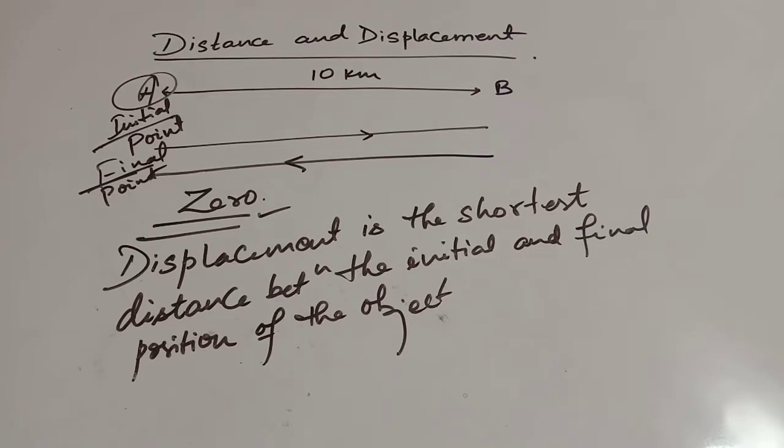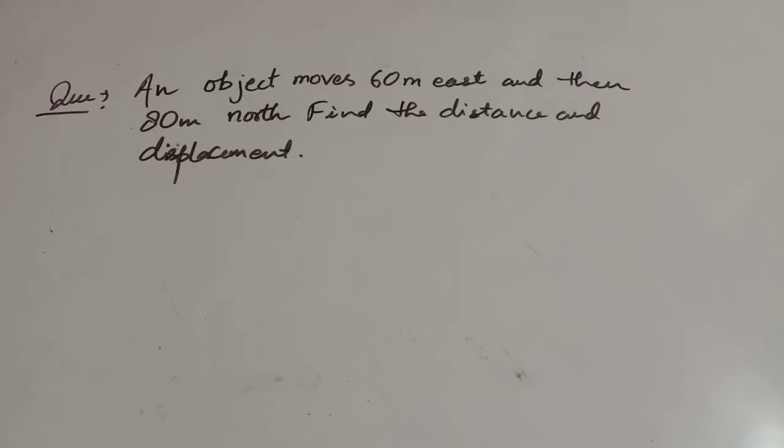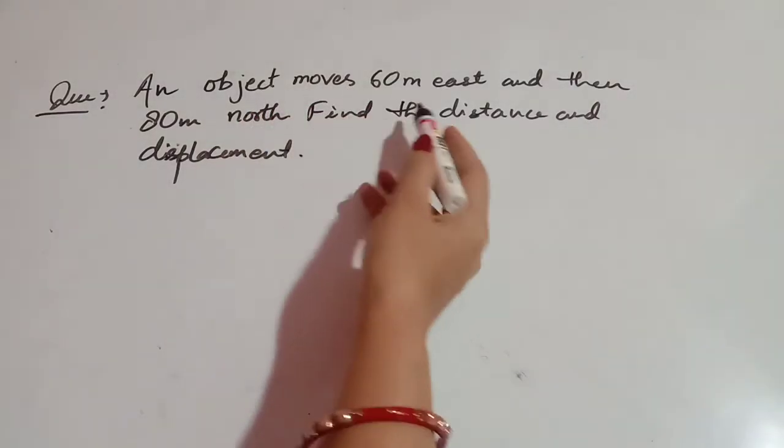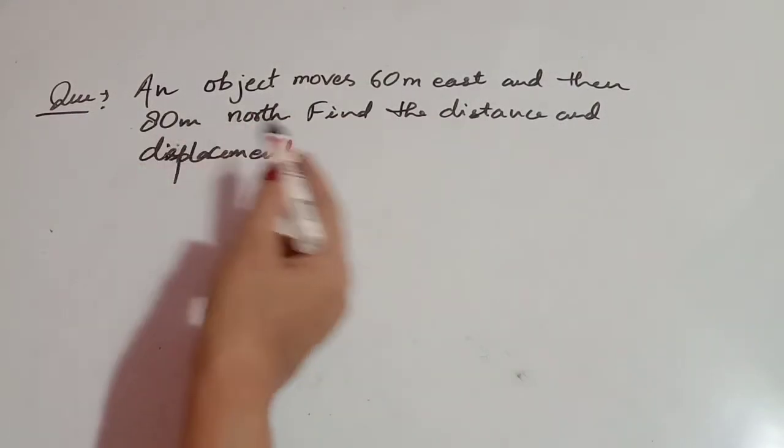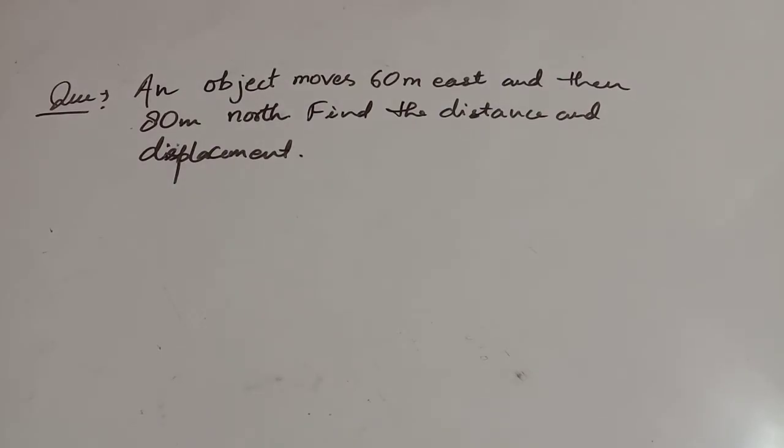Now we will understand displacement with some more interesting examples, and I will explain a few numericals related to displacement also. In this simple question, an object moves 60 meter east and then 80 meter north. Find the distance and displacement.